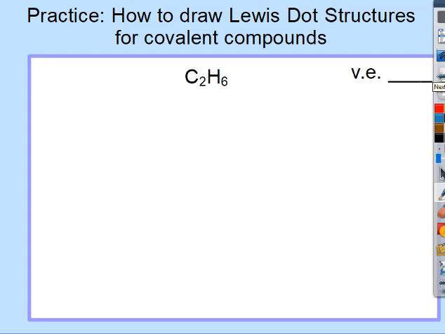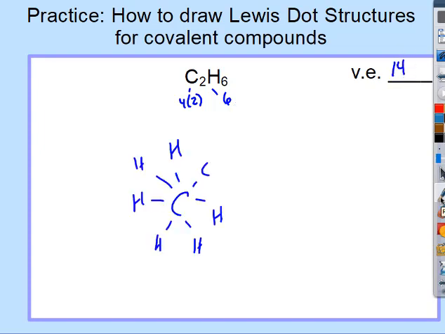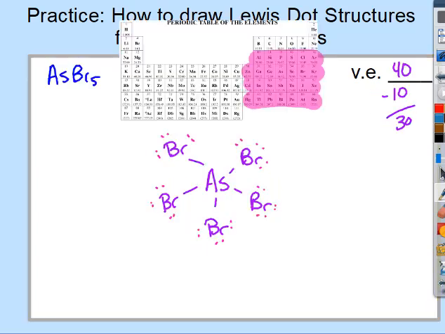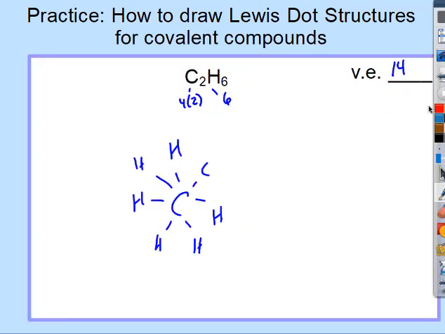This one, C2H6, is a little weird. For your valence electrons, you have 4 times 2, and then 6. So you have 14 to work with. So I couldn't have this as the structure because carbon has way too many things coming off of it. It's not one of the ones we highlighted here, so there's no way carbon can have more than 4 lines or 4 bonds.